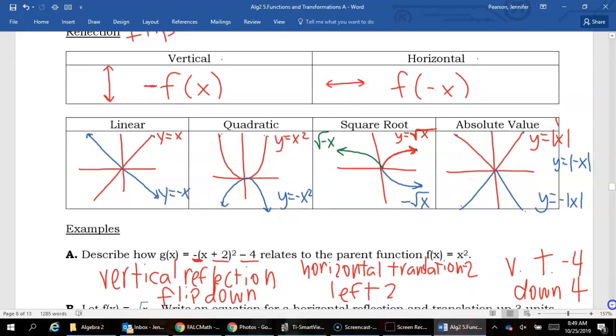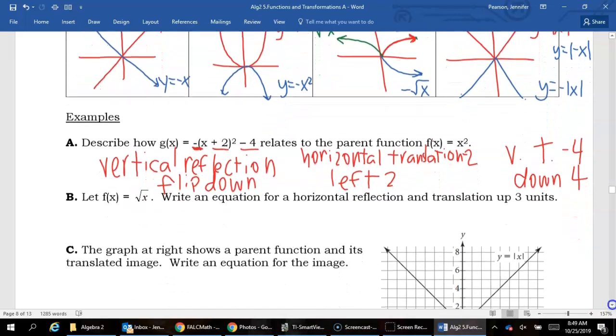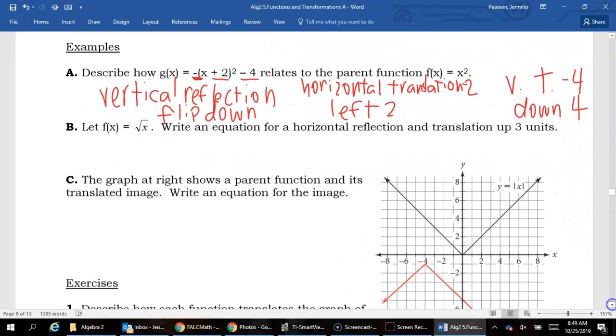Letter B. F of x equals the square root of x. Write an equation for a horizontal reflection and translation up 3 units. So I need to flip it sideways, and I need to slide it up 3. So I'm going to start with my square root of x. If I want to flip it sideways, I need a negative in front of the x.